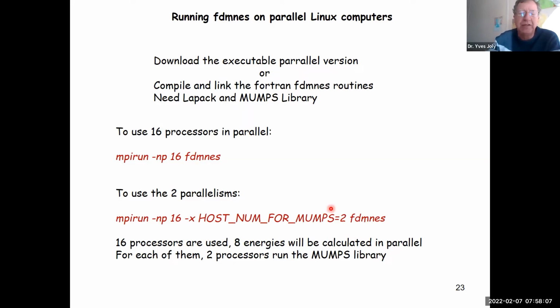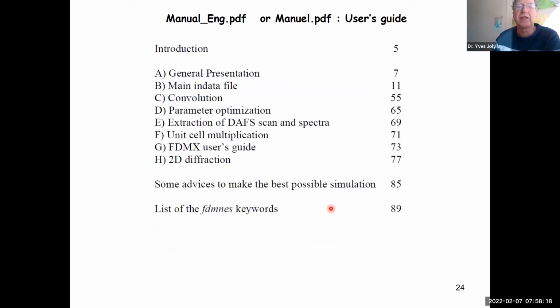But okay, if you don't know, the best is to ask the informatician in your calculation center to explain how to run the calculations. Now, what is important to know is that fortunately there is a manual, a user's guide, which comes with the package.